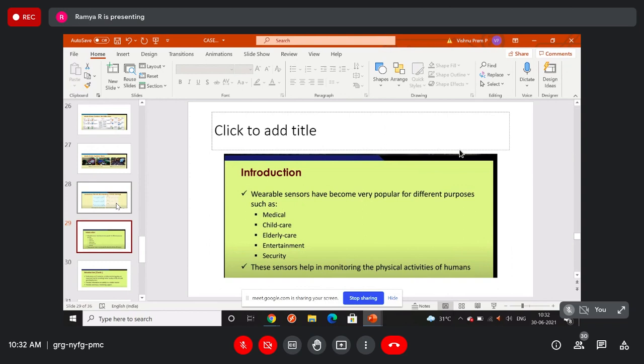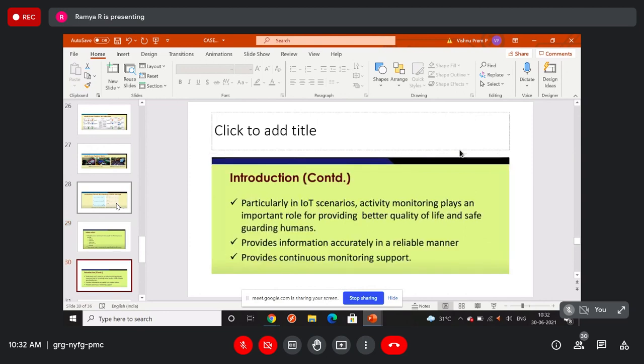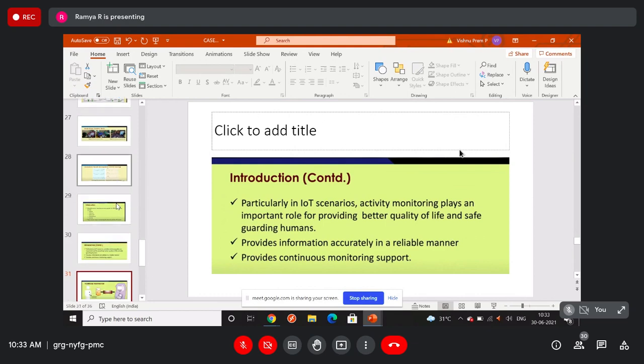Wearable sensors have become very popular for different purposes like medical, child care, elderly care, entertainment, and security. These sensors help in monitoring the physical activities of humans. Particularly in the IoT scenario, activity monitoring means monitoring human daily activity. Monitoring human daily activity plays an important role in providing a better quality of life and safeguarding humans. Next, it provides information accurately in a reliable manner and provides continuous monitoring support.